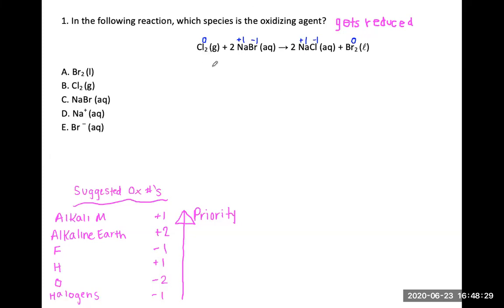And so then we're going to look and see what changes. And we can see that the chlorine changes. It goes from 0 to -1. So that must be gaining an electron, it's becoming more negative. So that means it is getting reduced. And so that means that this is going to be our oxidizing agent. And so the answer here is going to be B, because B is our reactant that is getting reduced.